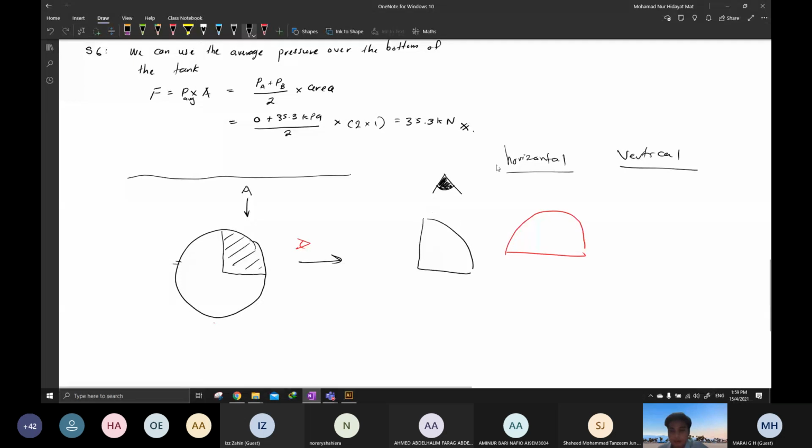value of the centroid, 4r over 3 pi. The same thing. Centroid is equal to 4r over 3 pi. Okay, that's all. For this part, it seems that some of you were confused because most of you said this is a rectangle. Not necessarily, it depends on the shape. If this is the ball, and you look from the horizontal and vertical projection, it will be like this. Okay, I think that's all.